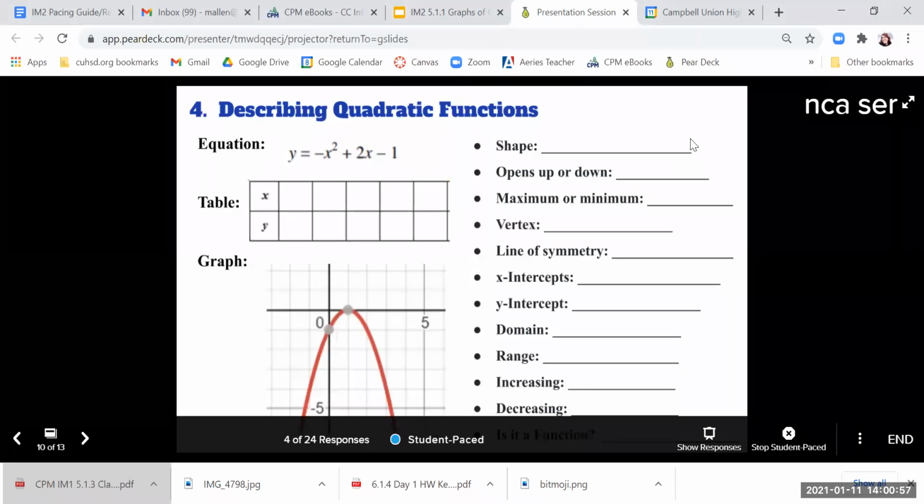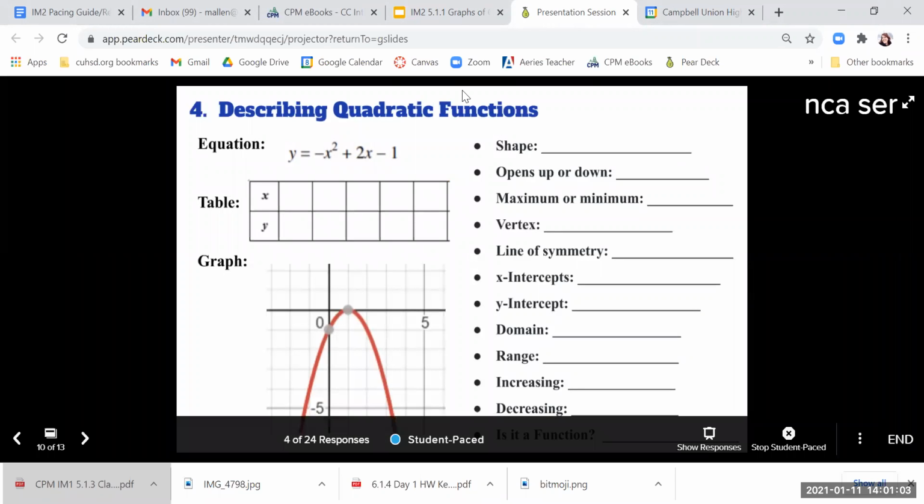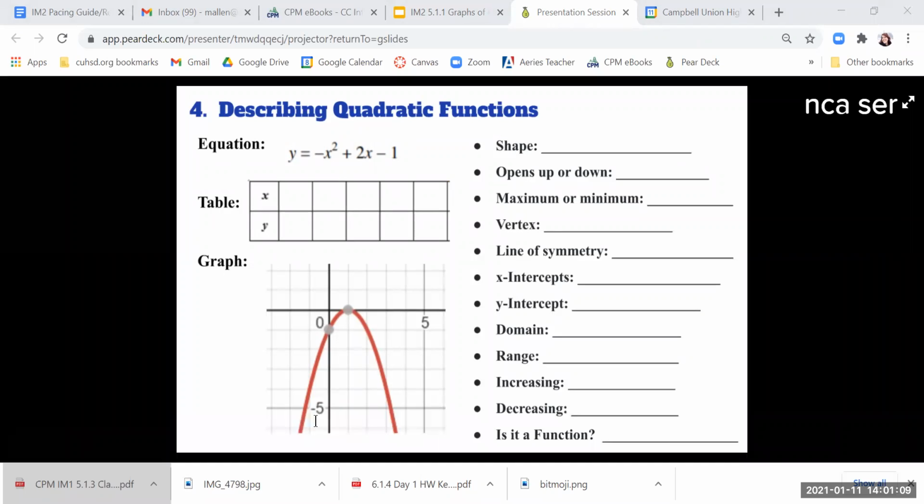Here's number 4. All right, number 4. Okay, so in number 4, this one sort of behaves similarly to other ones. We have the graph all ready for us with our equation. You can see how it is a quadratic based on that exponent there. And so I'm going to start typing in my details.